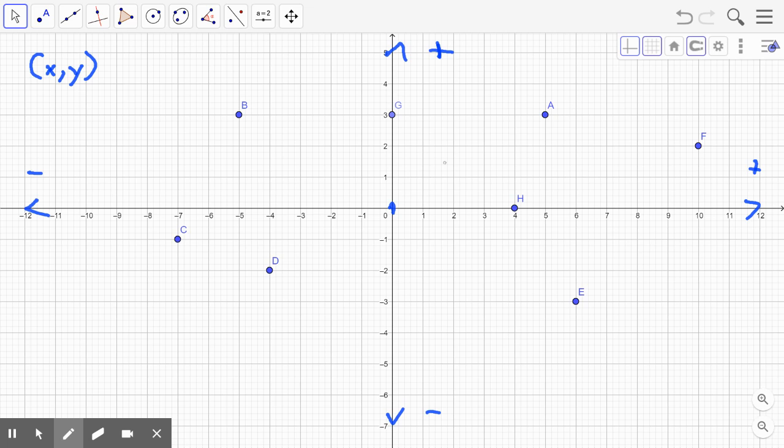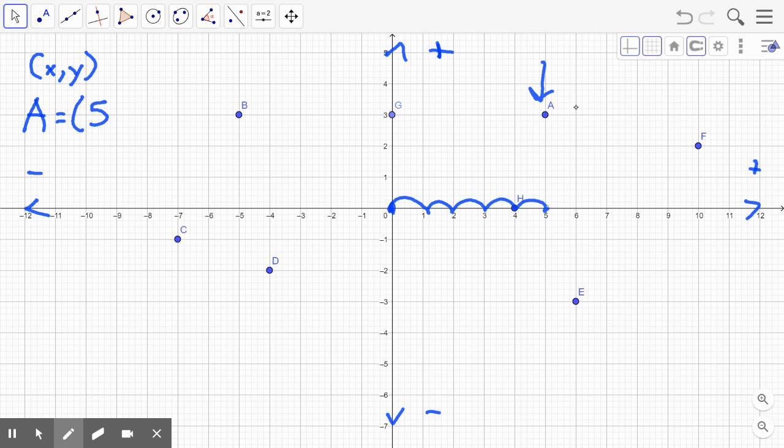Okay, so as an example, point A here. Let's find the coordinates. First of all, we're going to start at the origin, and we're going to count out to the right until we get to where A is. 1, 2, 3, 4, 5. So point A has an x-coordinate of 5.